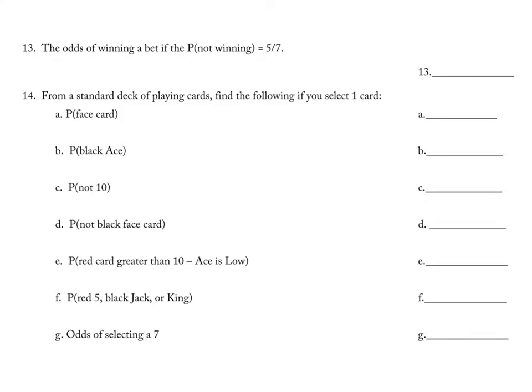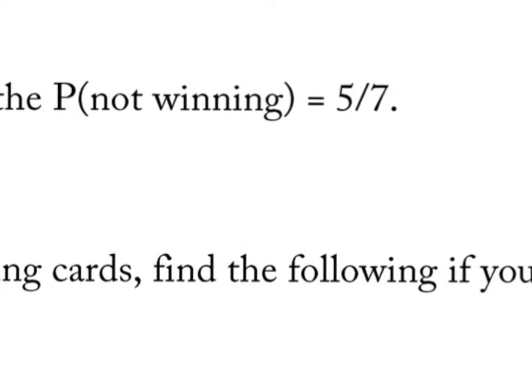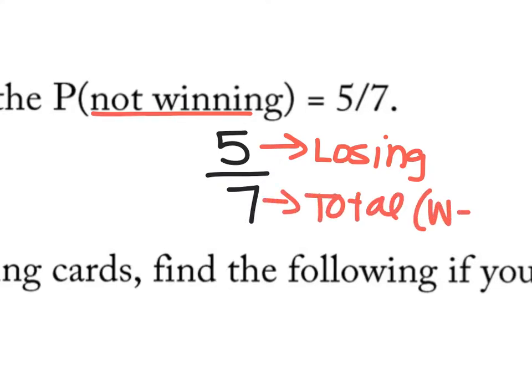Okay. So if I know that the probability of not winning something is 5 to 7, then I have to find the odds. Okay, so this is kind of weird, but this is the way I'm thinking about it. 5 to 7 means technically 5 is the success, but the success is not winning. So 5 is actually the losing. 7 is the total, which is win plus lose.